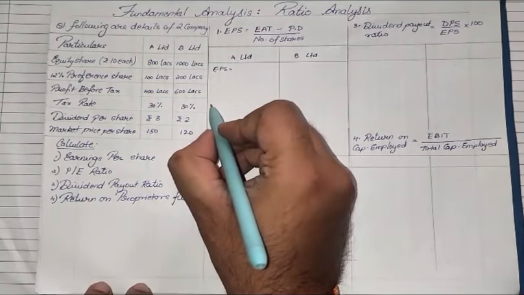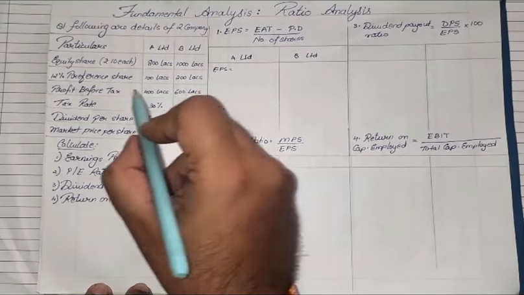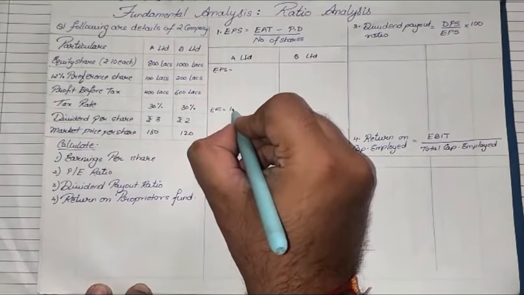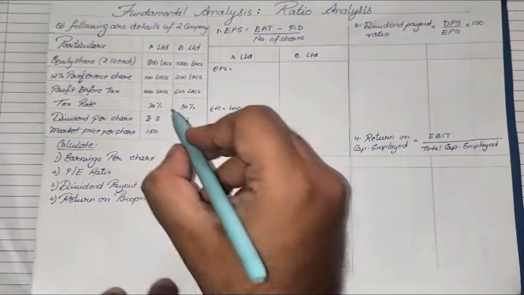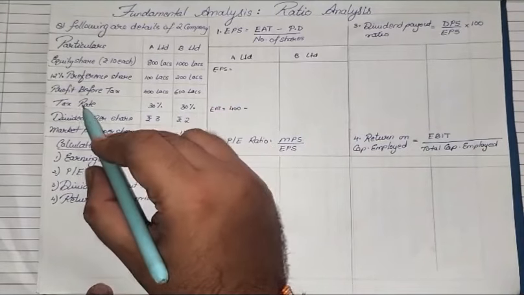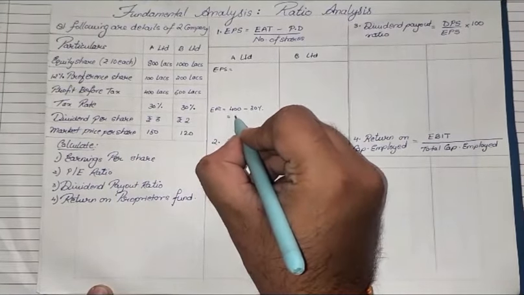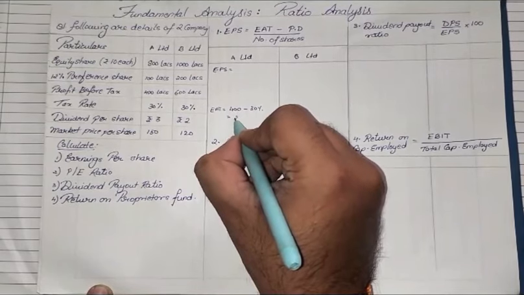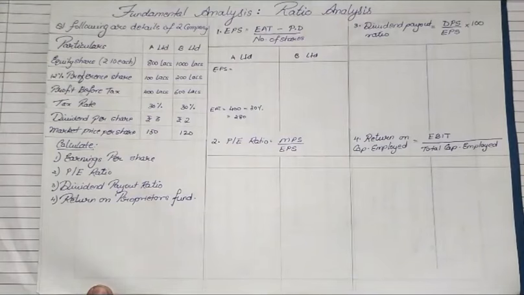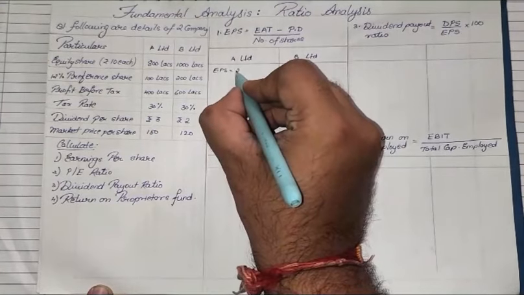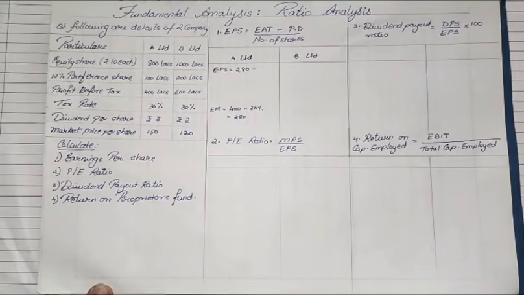So remember one thing, in order to find EAT, it will be earning before tax, which was 400 lakhs, less the tax rate, so less 30%. So 400 minus 30%, we get the value as 280. So our earning after tax for A Limited is 280, less preference dividend.